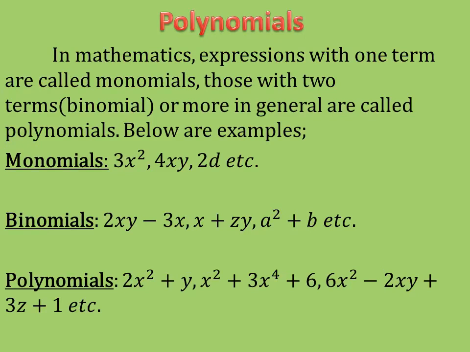So we have 2x squared plus y, that's a polynomial. x squared plus 3x raised to power 4 plus 6. Here we say that we have three terms, and that is a polynomial. Another one is 6x squared minus 2xy plus 3z plus 1, and lots more.